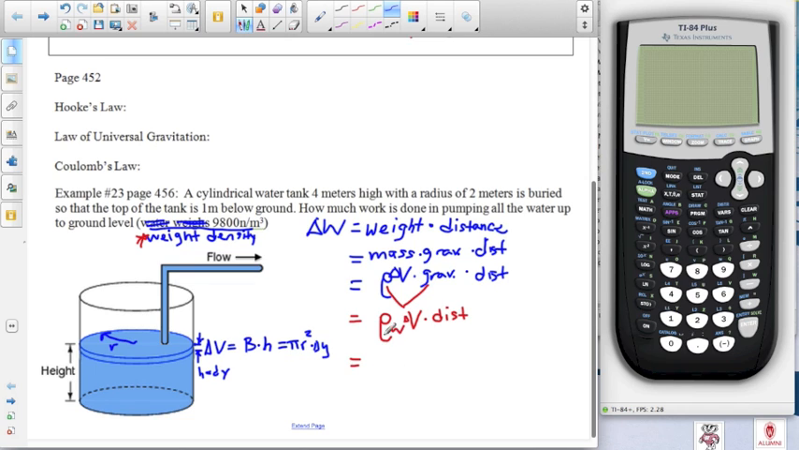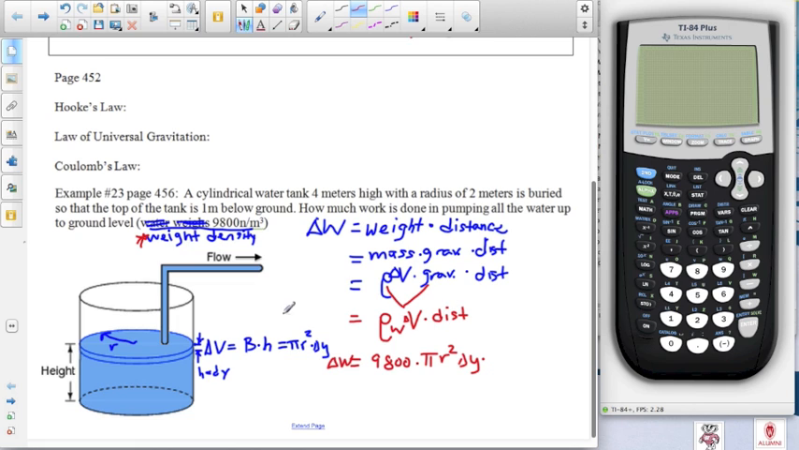So for this expression then, the expression of the incremental work done, we're looking at a density of 9,800 times the incremental volume, which is going to be pi radius squared delta y, and we'll change that to a dy when we put it into the integral, and then the distance.